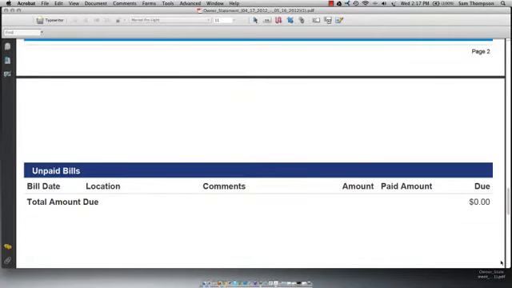The last section of the statement is for unpaid bills. This is the detail of the unpaid bills line from the summary portion so that you can see exactly what the bills are for, which building they are from, and the amount owed on the bill.